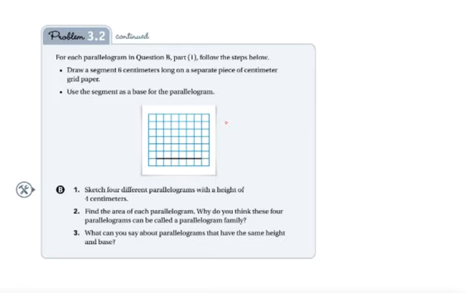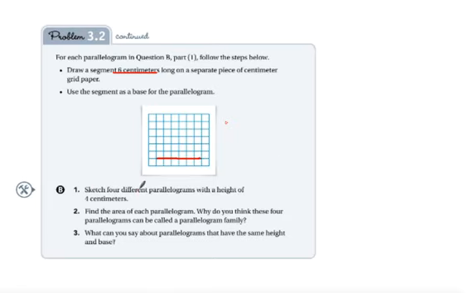All right, next parts. For each parallelogram in question B, part 1, which is right down here, you're going to focus on these. It says follow the steps below. You're going to have grid paper, and it says draw a segment that is 6 centimeters long on a piece of centimeter grid paper, and you're always going to use that segment as the base. You can see here, they have a 6 segment one. You're always going to draw 6 segments.